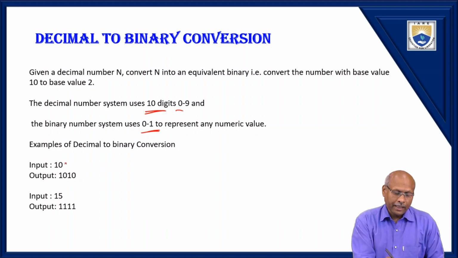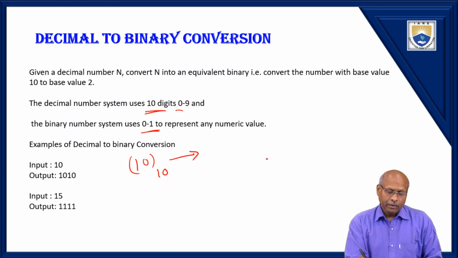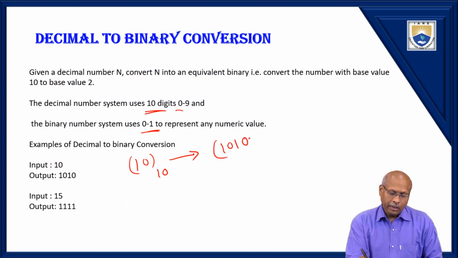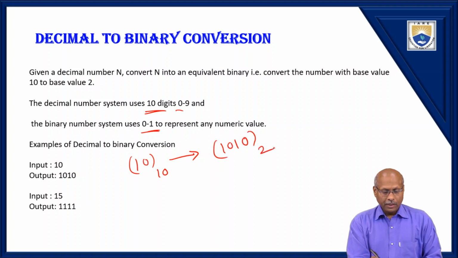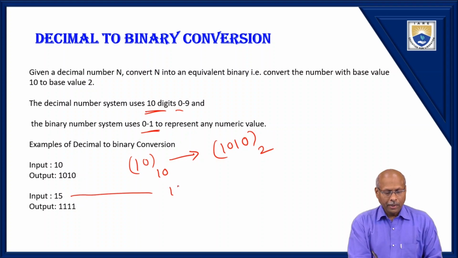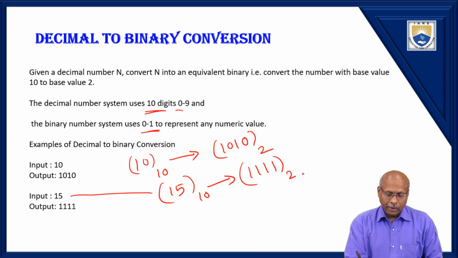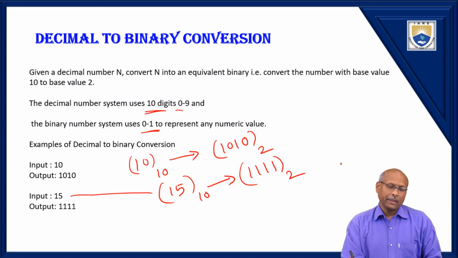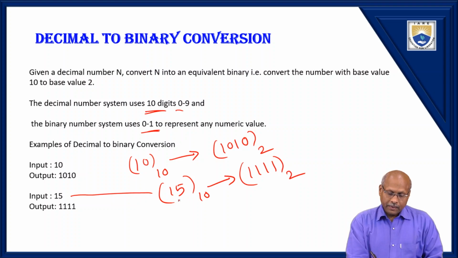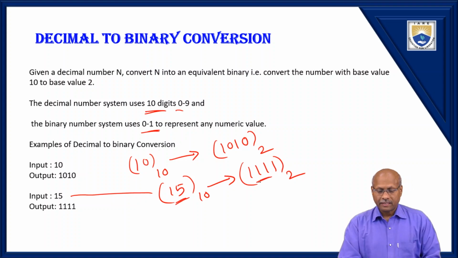For example, here 10 is my decimal number whose base is 10. This decimal number I can convert into binary whose value is 1010. Here the base is 2. Similarly, another example: 15 is my decimal number, that means the base is 10. I will convert this into binary. The binary value is 1111 whose base is 2. Generally this is the way to represent. So my input is a decimal number, and you would get the corresponding binary value. Fine.